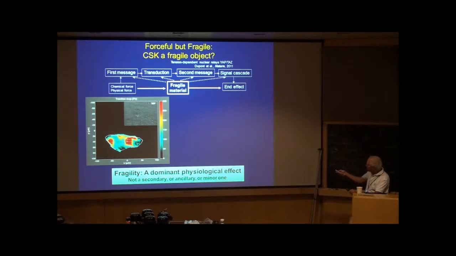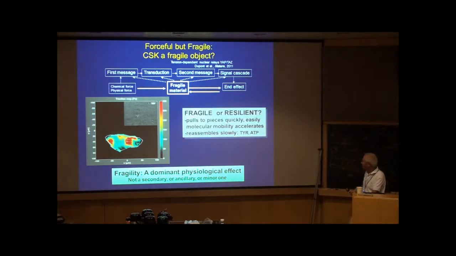And if you can pull it apart, then it's going to impact all those other steps in the process. And of course, there can be end effects that are mediated by signaling. They're going to change the material. So it becomes a really rich and interesting problem to study if you're approaching it from the point of view of physical science. So is the cytoskeleton fragile or resilient?